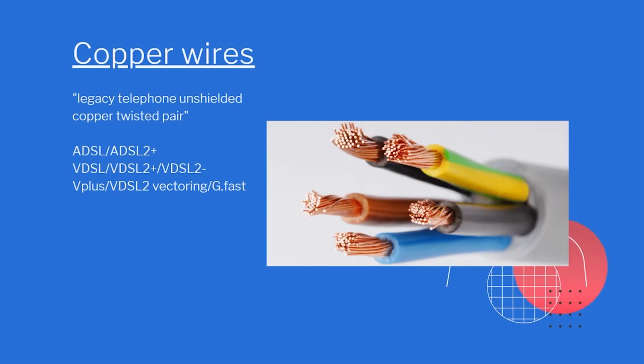So the copper wires are defined as the legacy telephone unshielded copper twisted pair. It provides broadband connections by using XDSL technologies such as ADSL or ADSL2 plus, VDSL2 plus or VDSL2 vectoring, or G.fast.